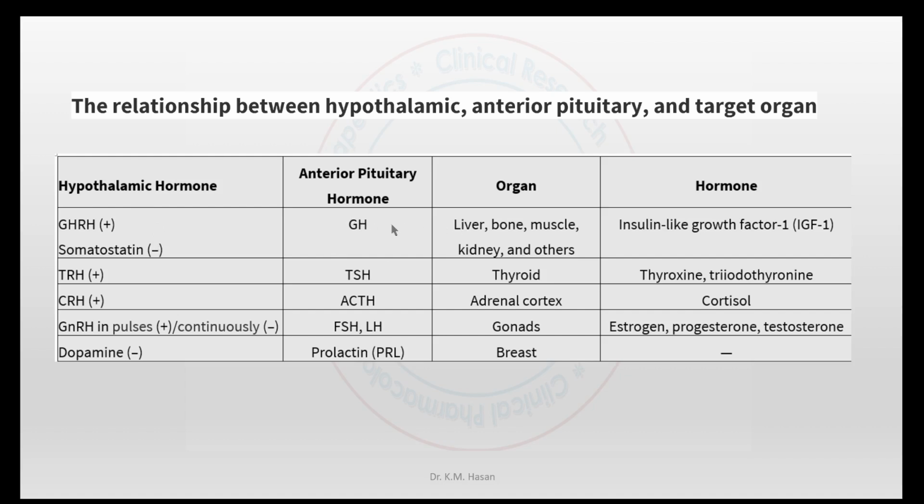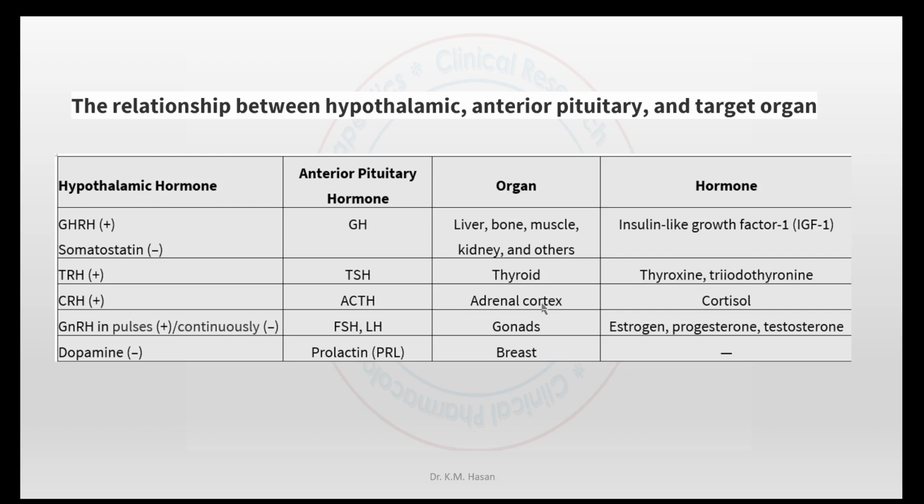Growth hormone is synthesized and released from the pituitary gland. The target for growth hormone will be liver, bone, muscle, kidney, and other tissue. The target hormone affected by growth hormone will be insulin-like growth factor, IGF-1. Moving to the thyroid gland. The thyroid gland is controlled by the hypothalamus by TRH. TRH stimulates TSH. TSH stimulates the thyroid. We call this hierarchy one axis: hypothalamus, pituitary, target organ. And you can see here the thyroid gland is responsible for synthesis and release of thyroxine and triiodothyronine.